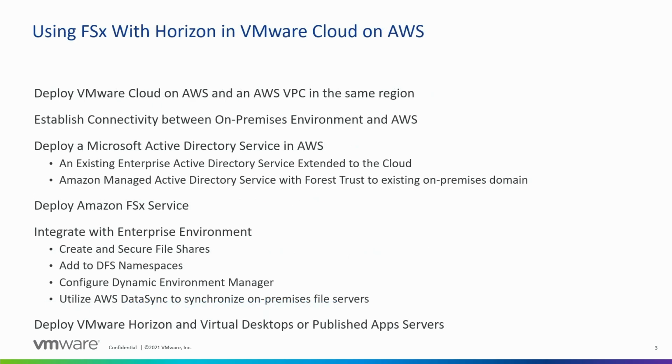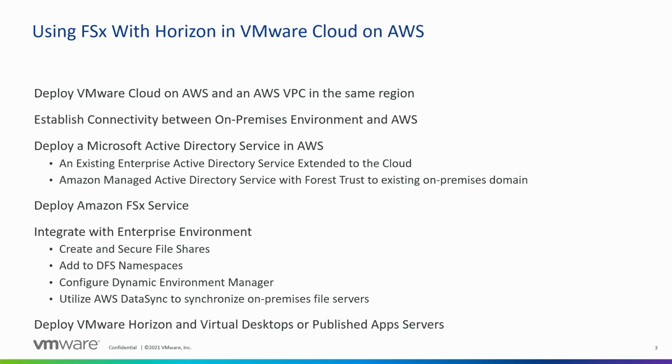So let's talk about how we will utilize FSx with Horizon when we deploy Horizon in VMware Cloud on AWS. Now, the first thing is, in order to utilize VMware Cloud on AWS, we have to deploy an SDDC. We also need to establish some sort of connectivity between the on-premises environment and AWS if you plan to extend an existing on-premises environment to the cloud, or if you plan to migrate data as part of a cloud migration.